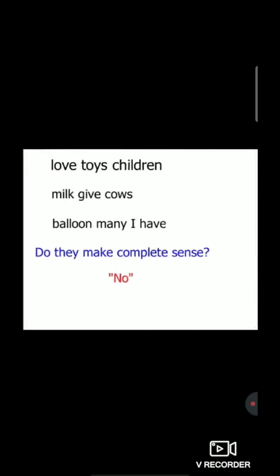So students, here some sentences are written. Let's see, are the sentences written in a proper order? The very first one, love toys children. Second one, milk give cows. Third one, balloon many I have. Do they make complete sense? Students, do they make complete sense? No, the sentences are not written in a proper order. So let's see how to write these 3 sentences in a proper order.